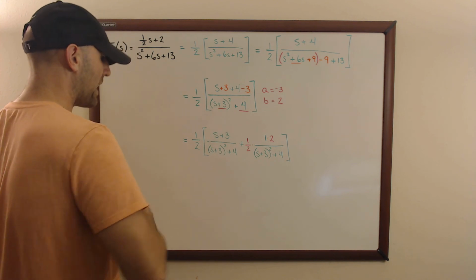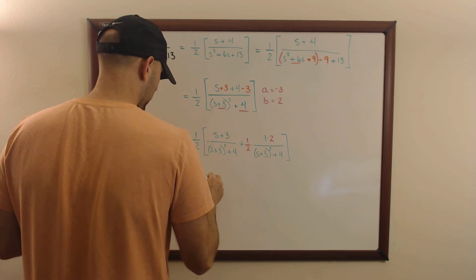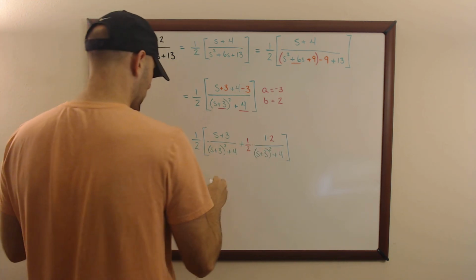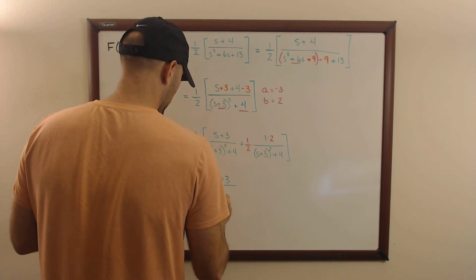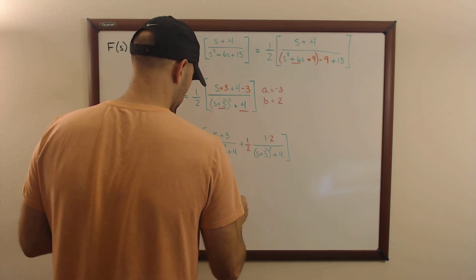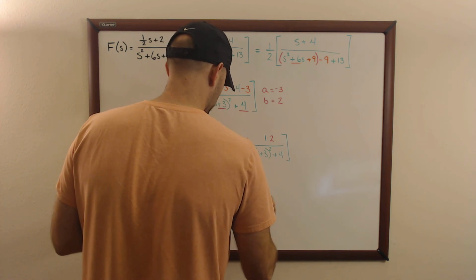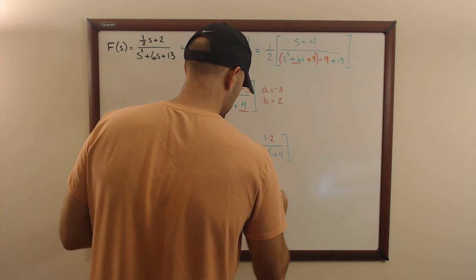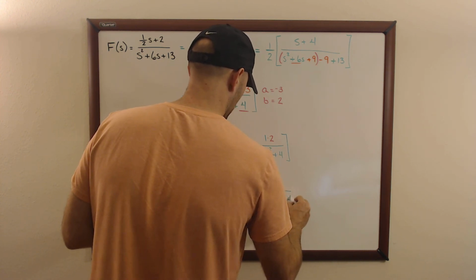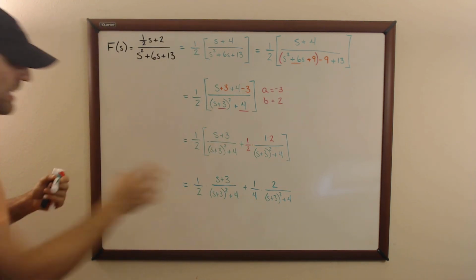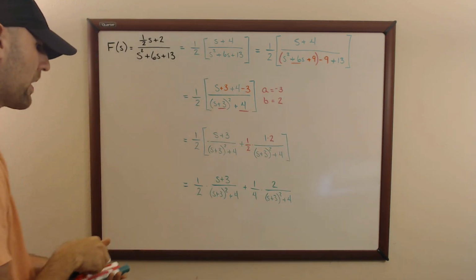And what I can finally invert is, so I've got 1/2. I'm going to distribute this 1/2 to each of these terms to make them separate. So I've got 1/2 times s plus 3 over s plus 3 squared plus 4. 1/2 times 1/2 gives me 1/4. So plus 1/4 times 2 over s plus 3 squared plus 4. And what you'll notice is that these two fractions now identically fit those formulas we were looking for to do our inverse.